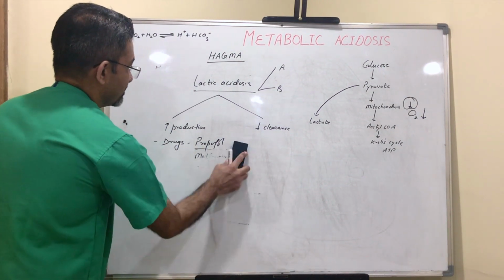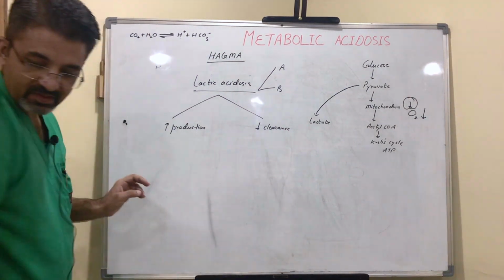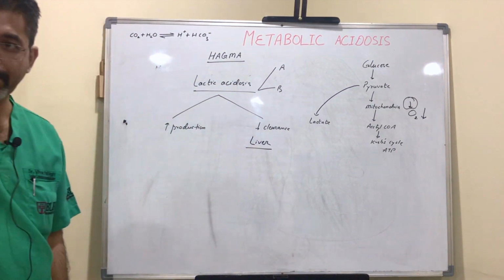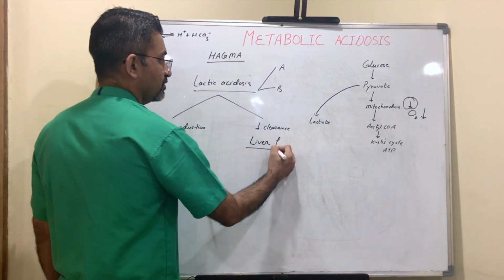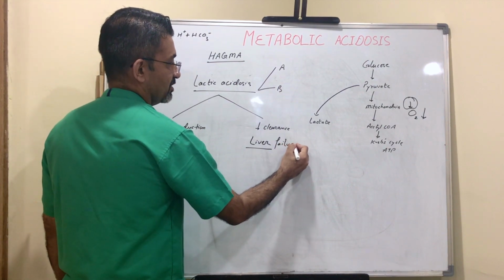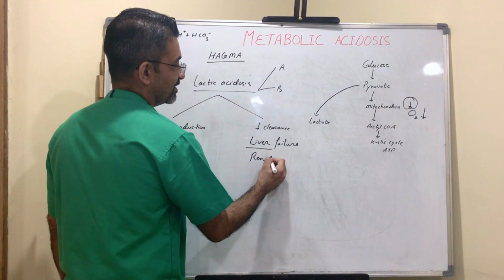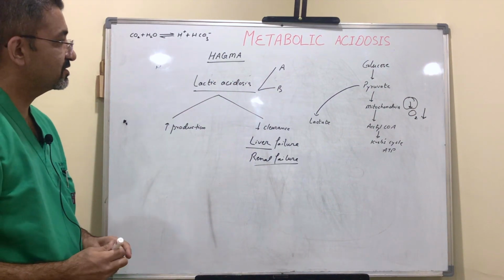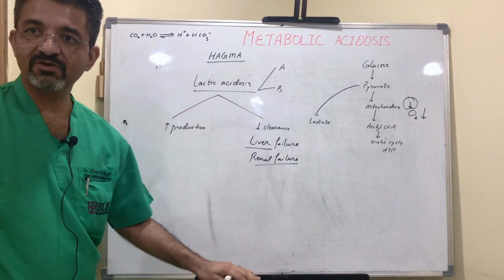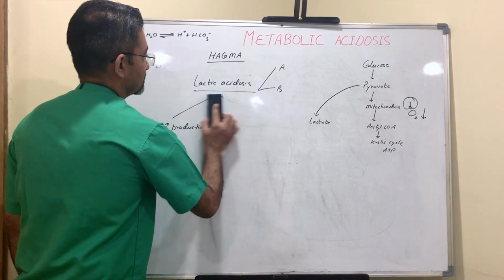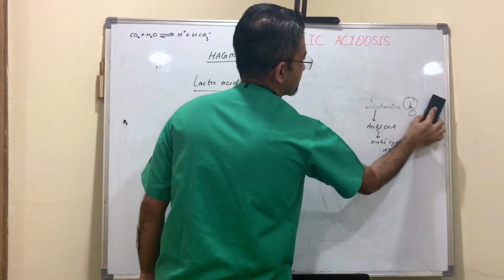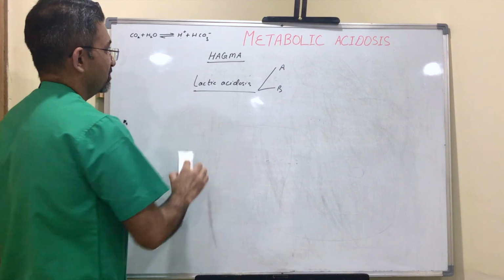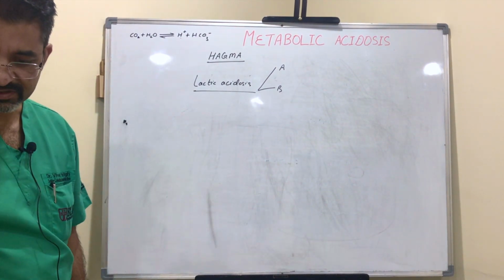The other problem can be decreased clearance. The liver is the primary site of lactate metabolism, so if you have liver failure, you can have high lactate levels. Suppose you have renal failure, you will not be able to excrete enough lactate, so your lactate levels go up. So that is the basic pathophysiology of type A and type B lactic acidosis. Type D is basically short bowel syndrome, wherein you have increased lactate levels. It's not important for us.